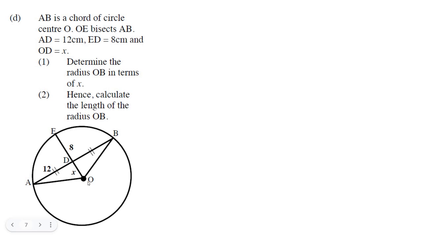So make sure you understand everything in the question before you start. Determine the radius OB. We're going to figure out this radius OB. And we know that AD is 12. Well, we're given that AD equals DE, so they've kind of told us what DB is.